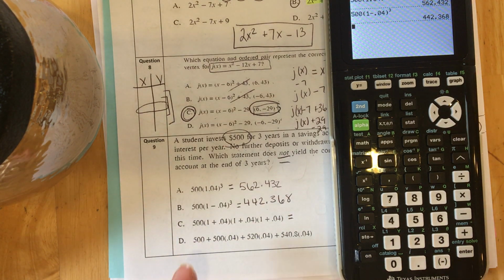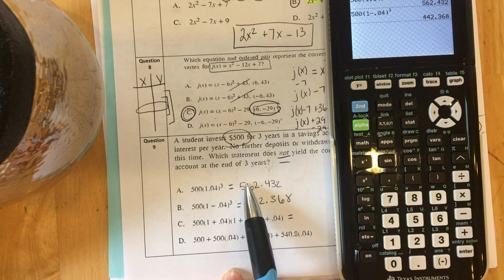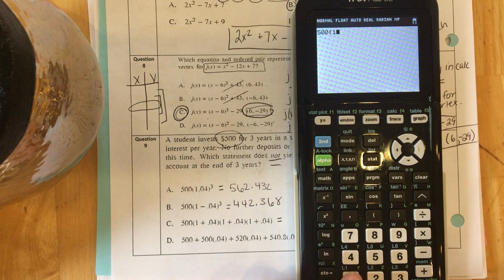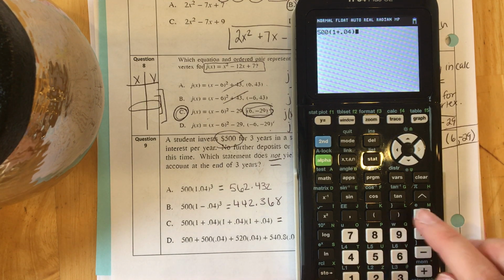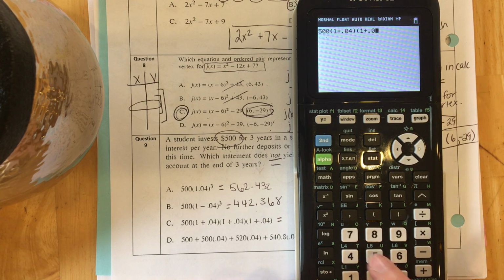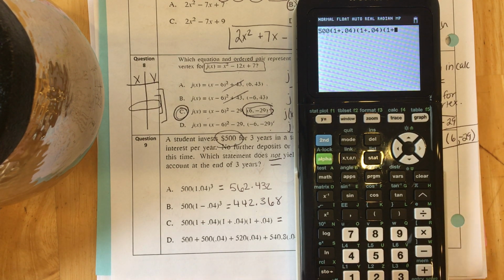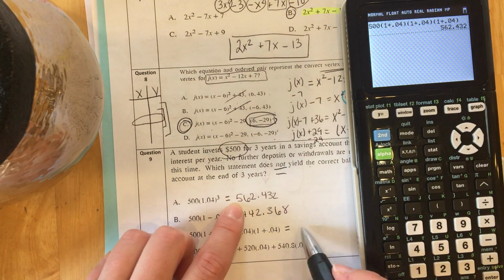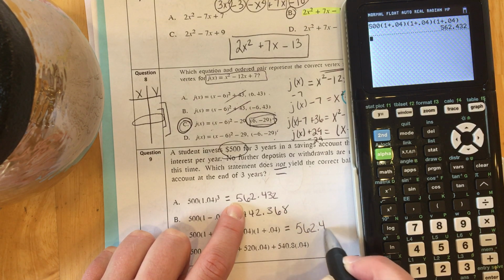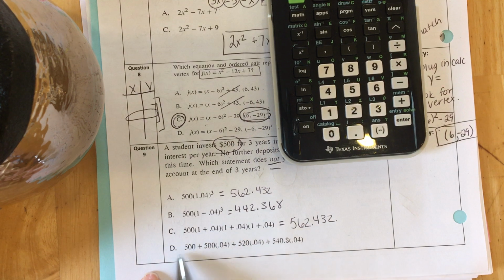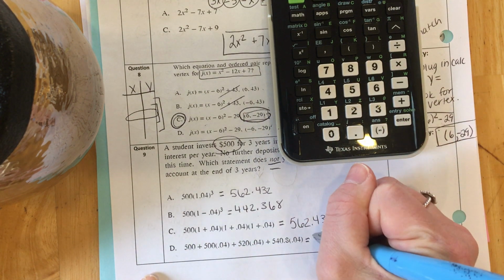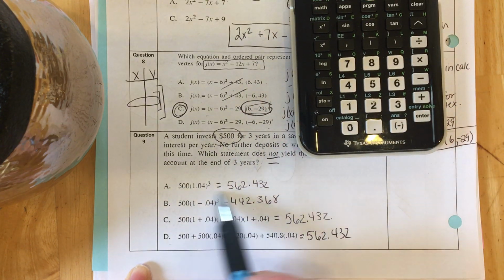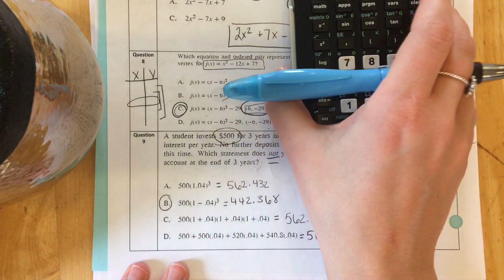But using my strategy, I'm going to just show you C. C is going to match one of these, okay, because it's going to be the right answer. So 500 parentheses 1 plus 0.04 times 1 plus 0.04 times 1 plus 0.04, enter. 562 again, it's that same number up here. And in interest of time, I'm not going to have you plug this in, but when you would plug it in, you would have gotten this number as well. So 3 of these are the correct answer. 1 of them isn't. It's the odd man out. It's B. Okay? So that's the strategy.